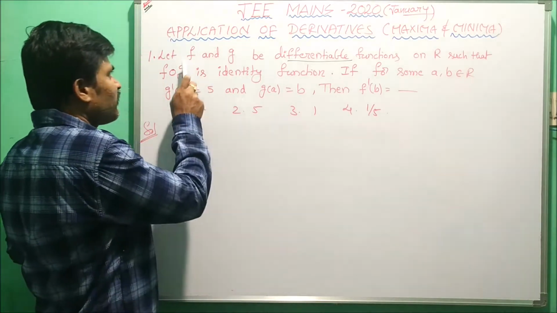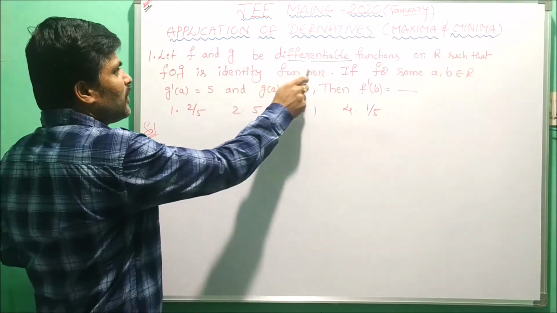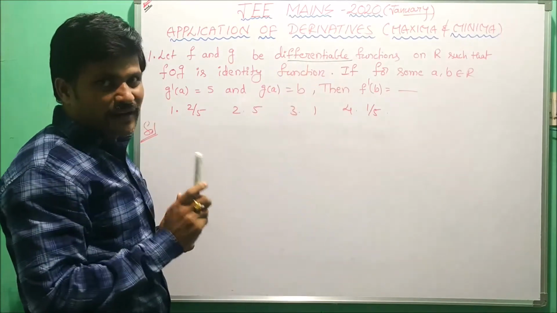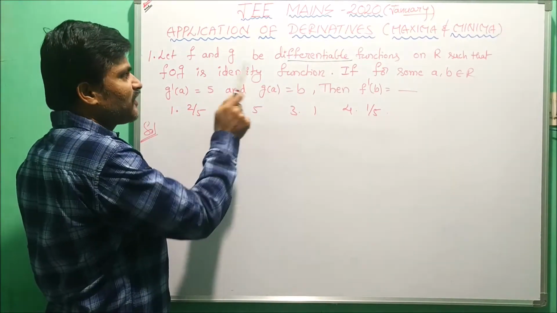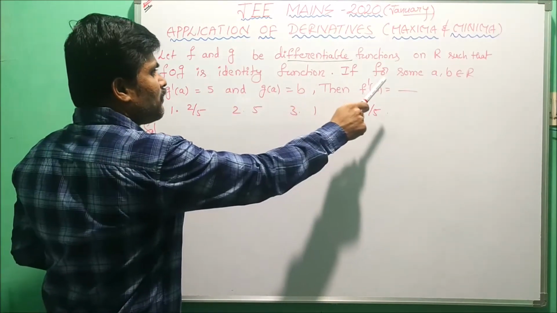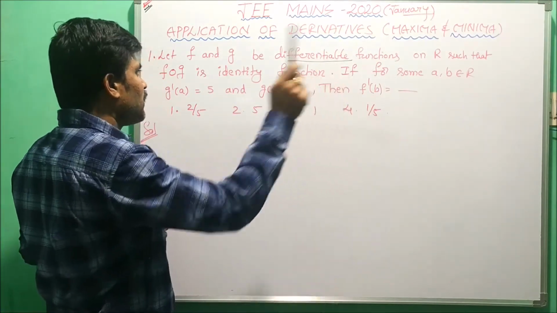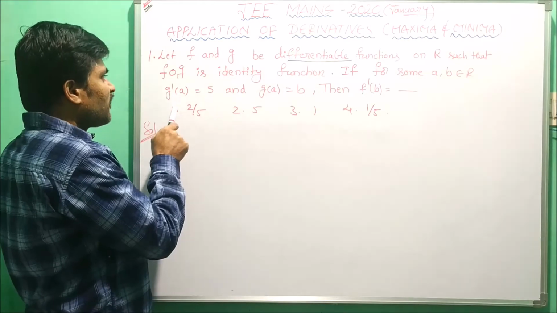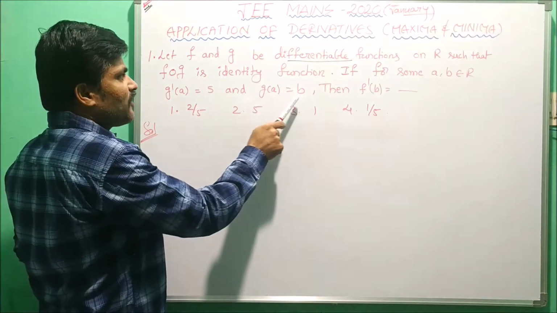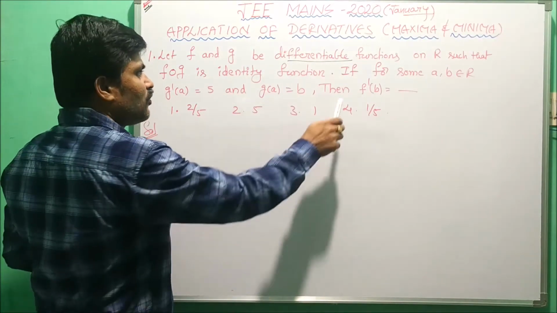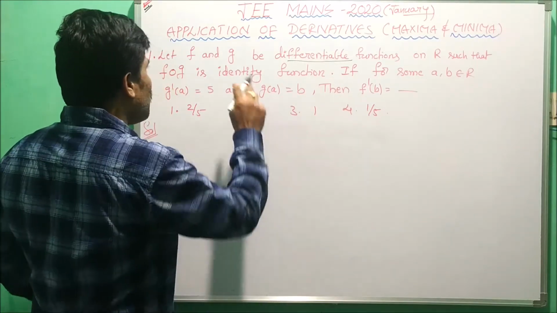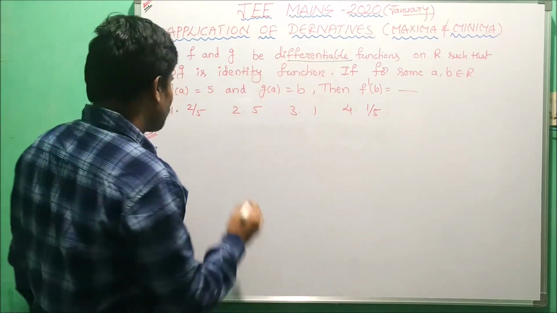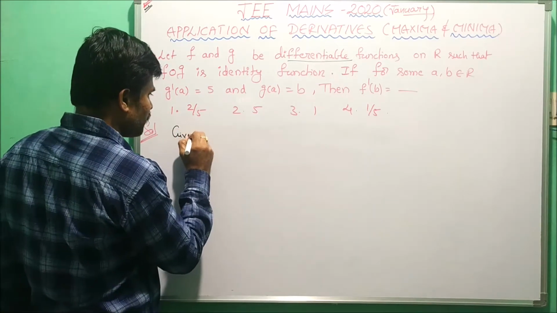Here the first sum is: let f and g be two differentiable functions on the real number set R such that f circle g is an identity function. If for some constants a, b belonging to R, g dash of a equals 5 and g of a equals b, then find the value of f dash b. Here f and g are two differentiable functions. Now we go to the solution.